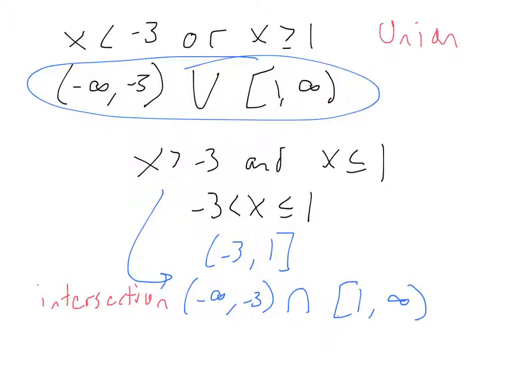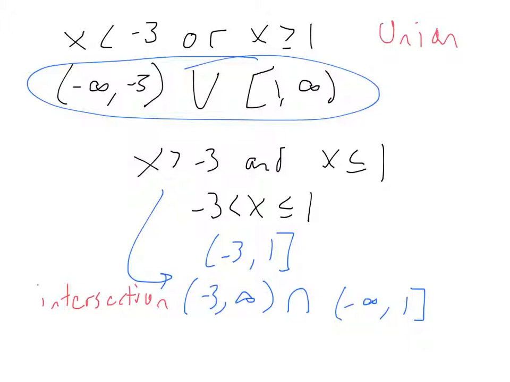sorry, I completely screwed that up. Let me rewrite this. It should be negative 3 to positive infinity for x is greater than negative 3. And then for this one, it should be negative infinity to 1, right? And then the left side needs to be open, and the right side needs to be closed.